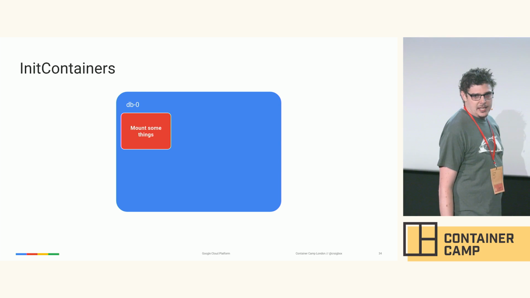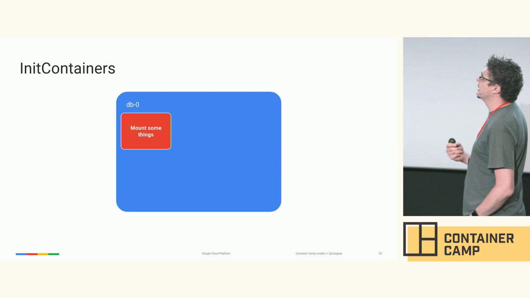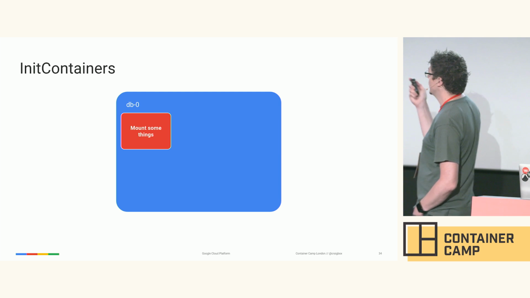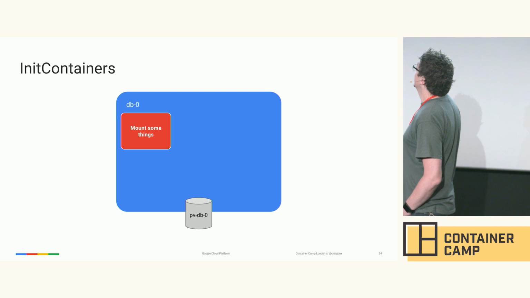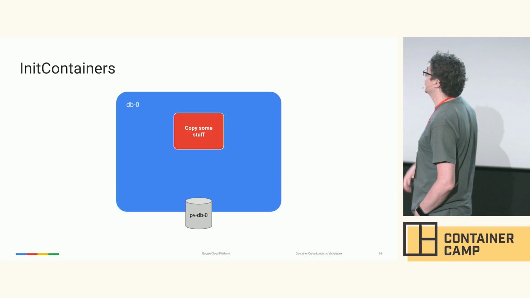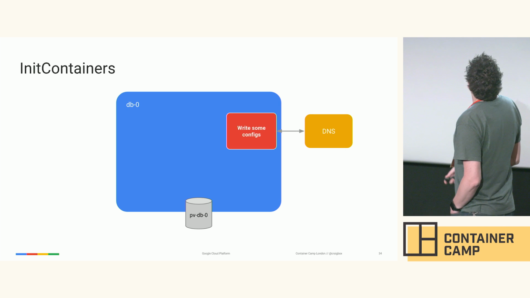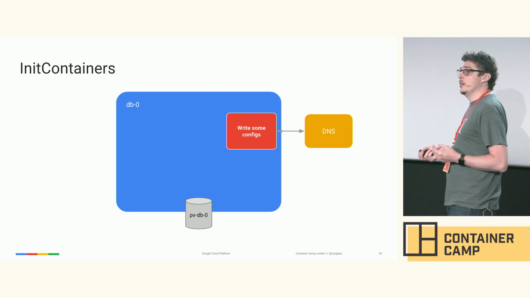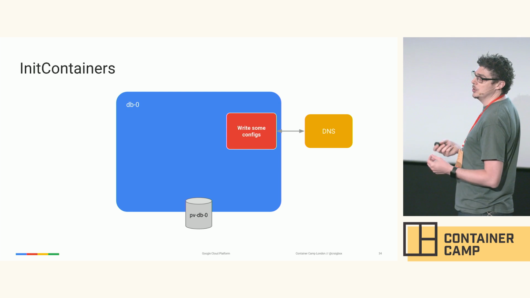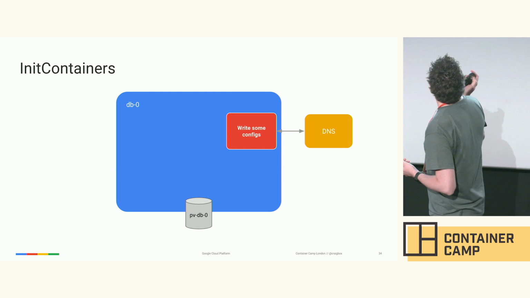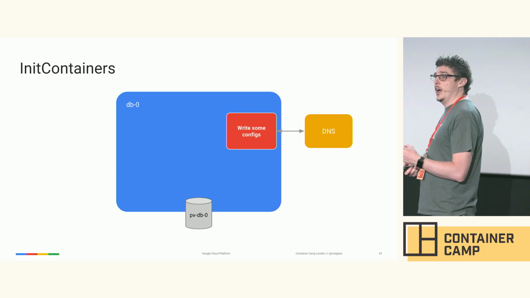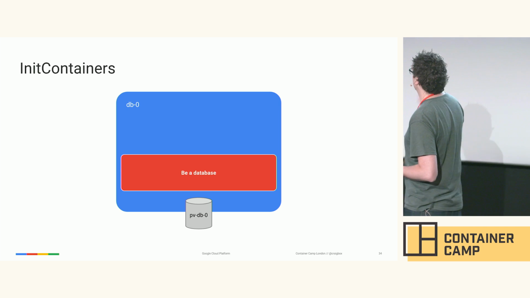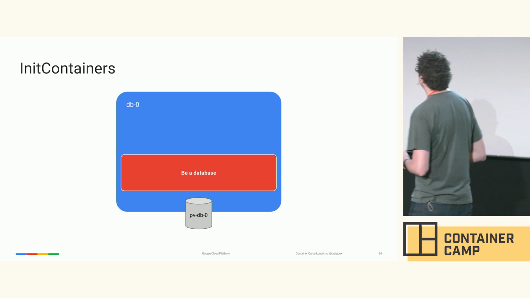So in this case, we may say there are things I want to do before my main container starts, and my main container should only start when those things are finished. So we might want to mount some things, or attach that volume, copy some stuff off that to the root file system perhaps. Perhaps we want to say, well, I'm going to use the service to call out and find who my peers are and then feed that into the config file for my application, which needs to know to be able to talk to them. So I might call out to DNS, write a config file, and then and only then, when those things have succeeded, we do the thing we actually came to do, which in this case, again, is be a database.